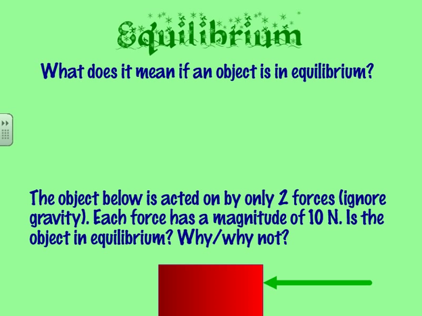What does it mean if an object is in equilibrium? Hopefully you answered that it means that the acceleration of the object is equal to 0, and therefore the net force on the object is equal to 0. We learned this back in chapter 4, in the chapter all about forces.